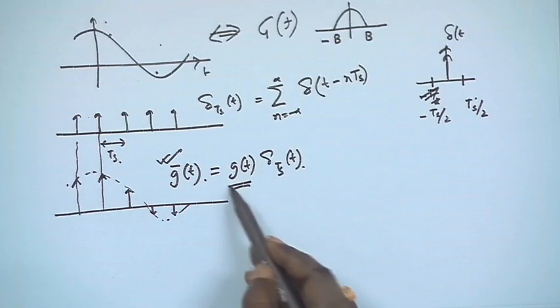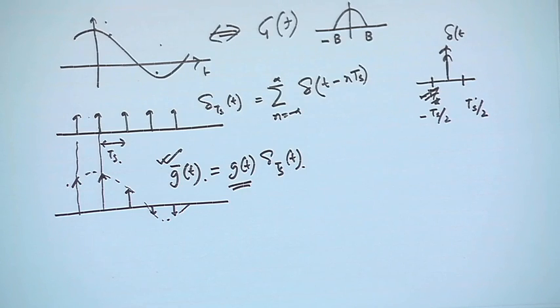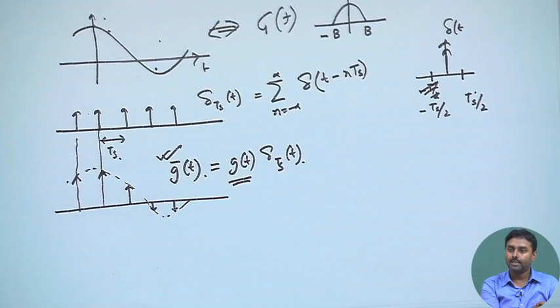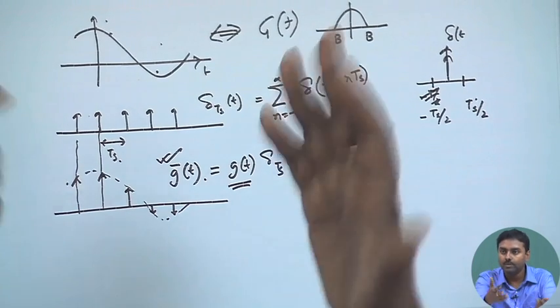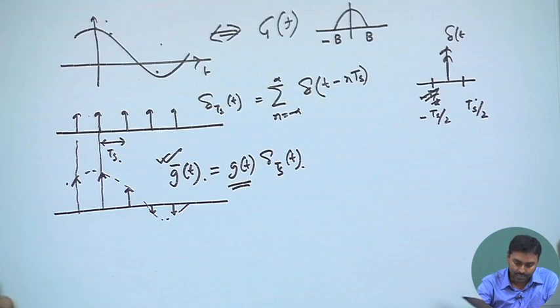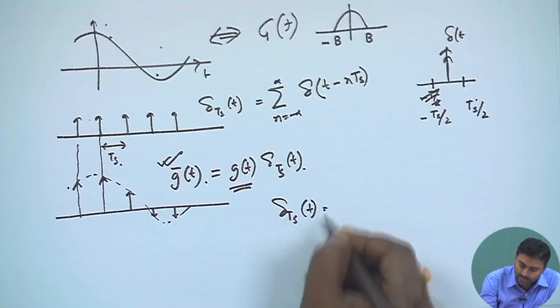Now, if we wish to take the Fourier transform of the sampled signal, it is the Fourier transform of g(t) and the Fourier transform of the delta train, and because they are multiplied in the time domain, they should be convolved in the frequency domain. This is something we know. We already know the Fourier transform of g(t), so we first need to understand the Fourier transform of delta Ts of t. Only then will we be able to characterize the Fourier transform of g bar(t). So what is this delta Ts of t?